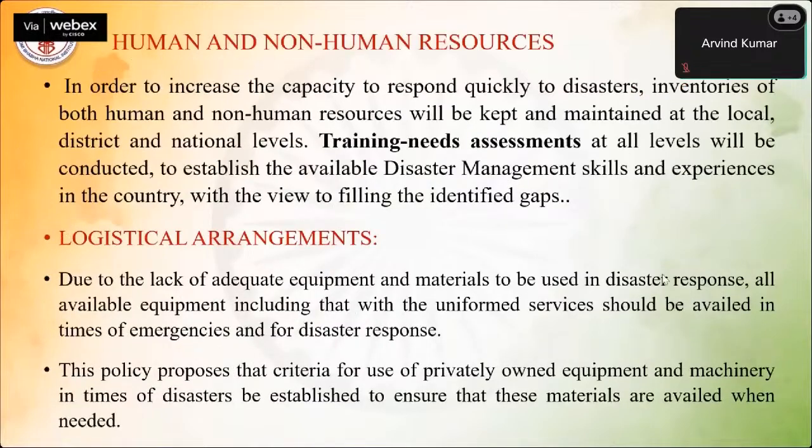Then human and non-human resources in order to increase the capacity to respond quickly to disasters. Inventories of human and non-human resources should be kept and maintained at the local, district, and national levels. It does not require any discussion. Training needs assessment at all levels, the type of training required for particular type of disasters, and more important for CBRN, which demands a different type of training and different equipment setup.